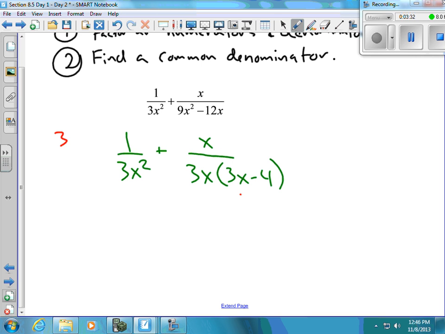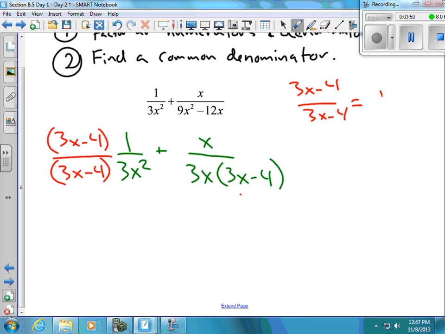So how do I manufacture that? Well, what I do is I multiply by 3x minus 4 over 3x minus 4, because 3x minus 4 divided by 3x minus 4, that's just 1. And we know from way, way back, if you multiply something by 1, it stays the same value. Okay? On the right-hand side, we do the same idea. We kind of discussed that already. We both have 3 on the bottom.